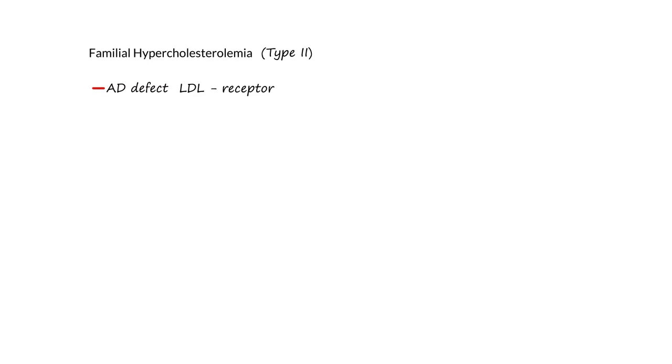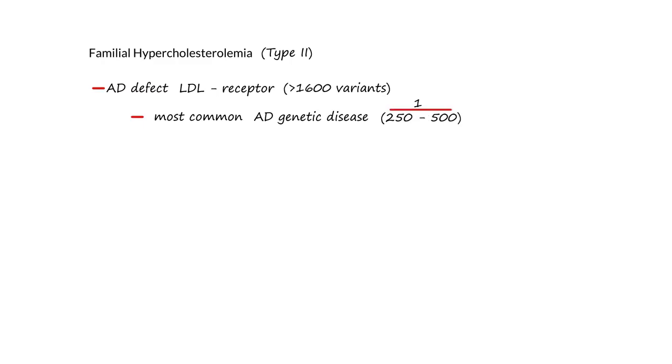And this is a big protein. There have been over 1,600 different variants. So that means we're going to see a lot of different expression of the disease. It is the most common autosomal genetic disease that we see in our North American population. Quotes have been somewhere between 1 in 250 to 1 in 500. So it's really common.